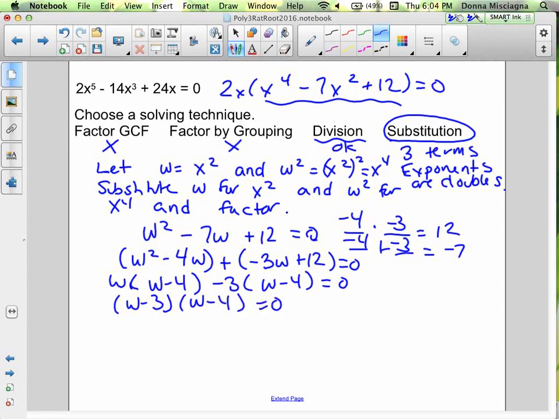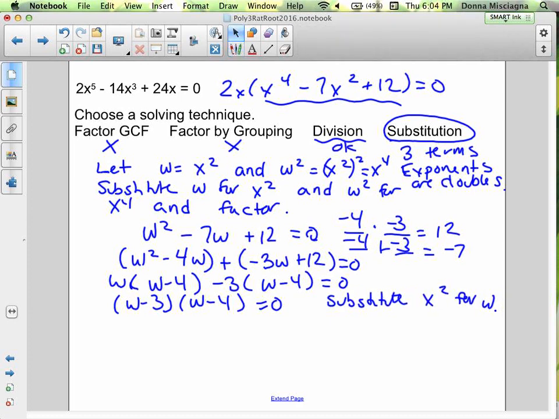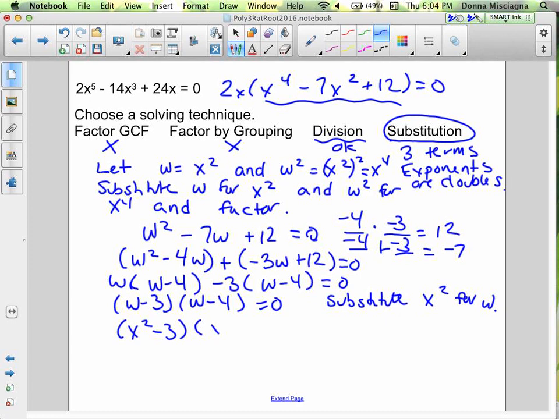And if you say your answers are 3 and 4, you're wrong, because we have to substitute x squared for w. We're not solving with w's, we're solving with x squareds, so we've got to do a replacement back. Now we have x squared minus 3 and x squared minus 4 equals 0.